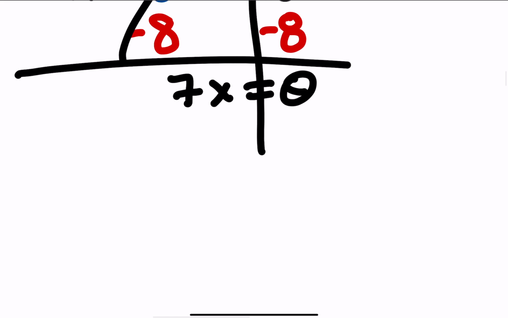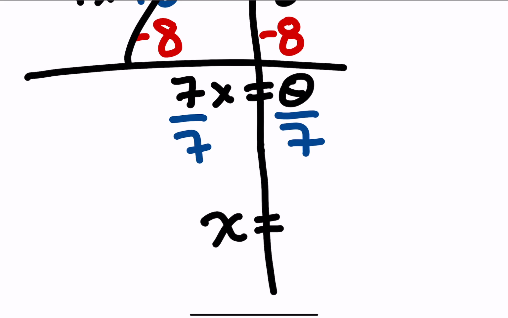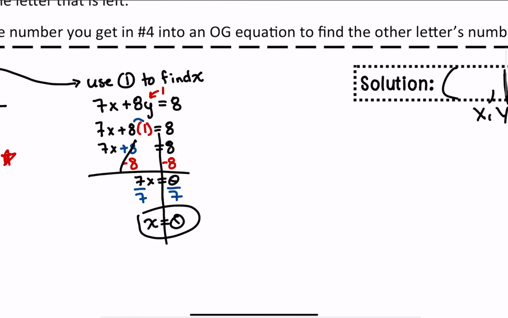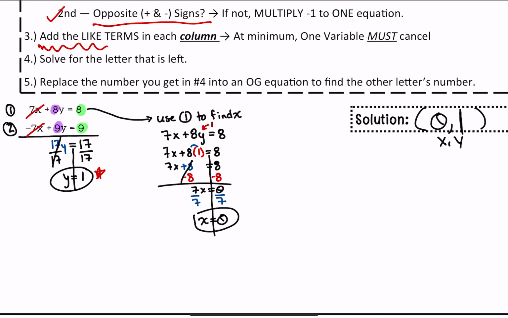Oh, that's okay. Don't freak out. It's okay if you get a 0. All we have to do is divide away the 7, which gives us x equals 0. So x's number is 0 for our solution. And look at that. We are done with this problem.